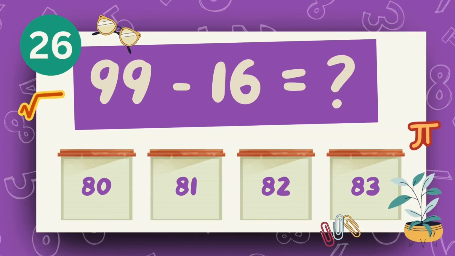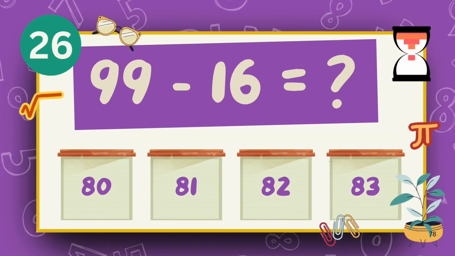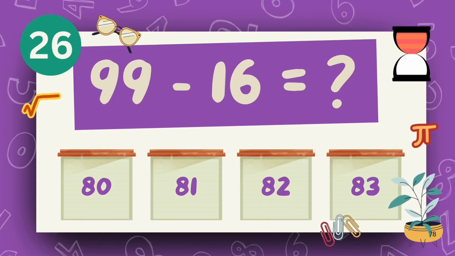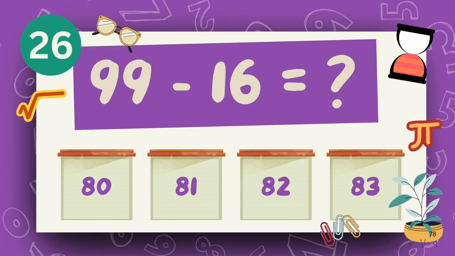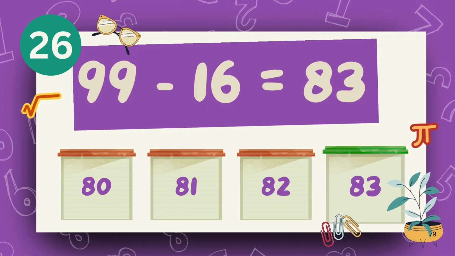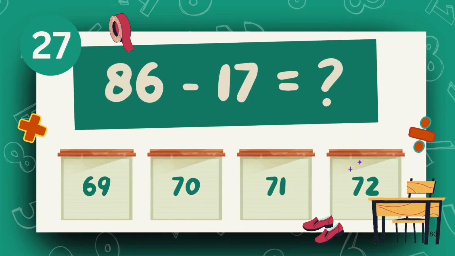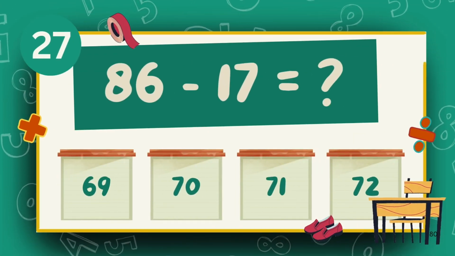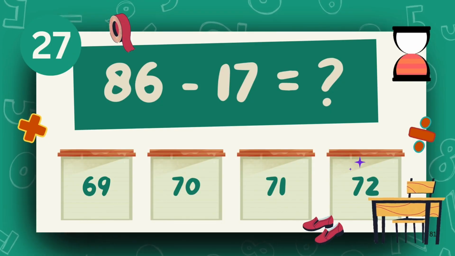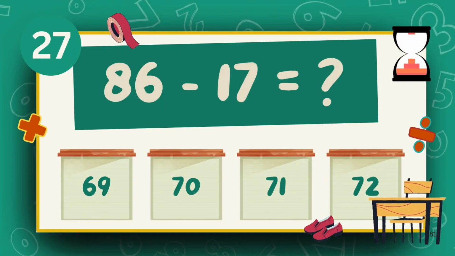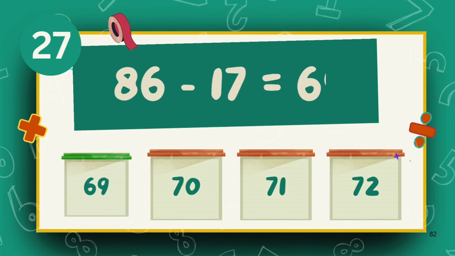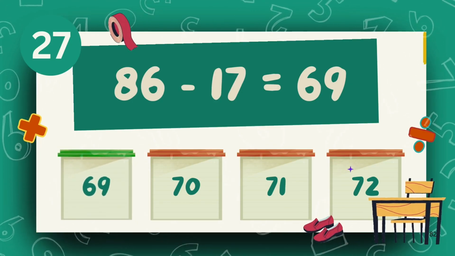What is 99 minus 16? The answer is 83. What is 86 minus 17? The answer is 69.